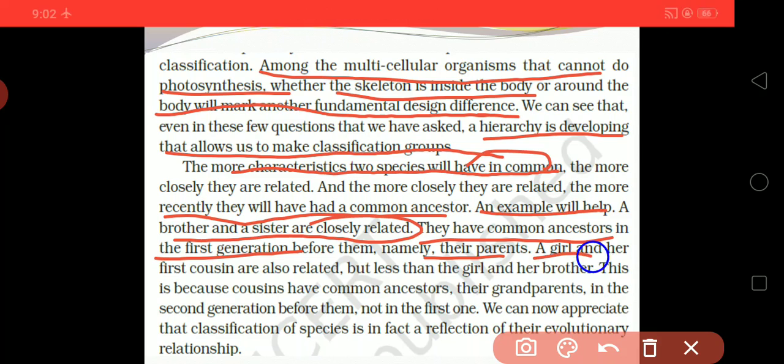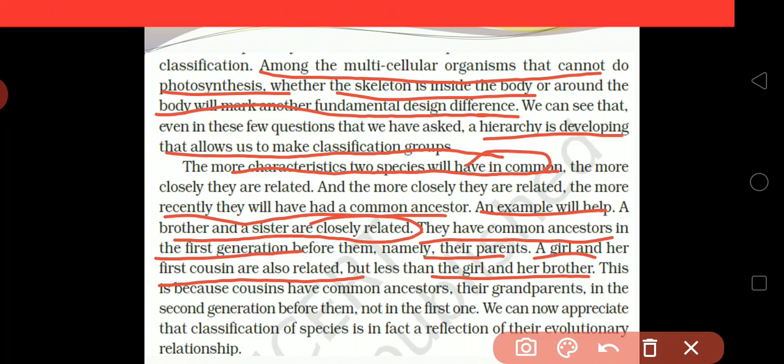A girl and her first cousin are also related, but with less related characteristics than the girl and her brother. Why? Because a girl has more characteristics in common with her own sibling brother than with her cousin brother.